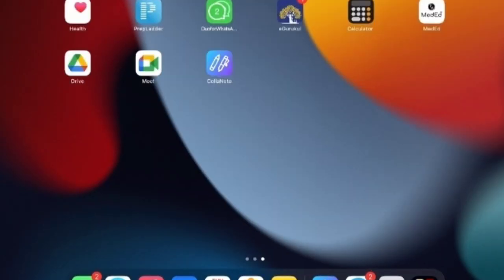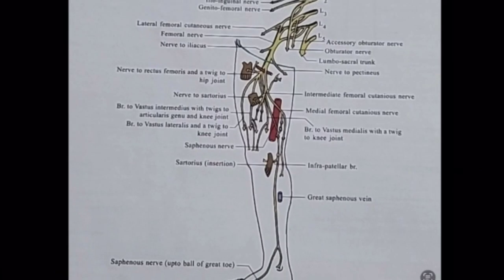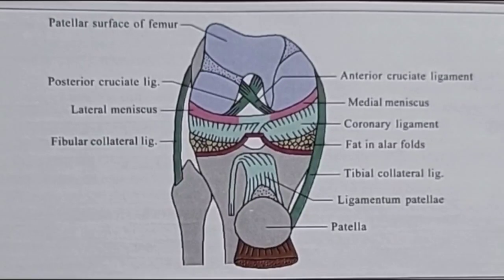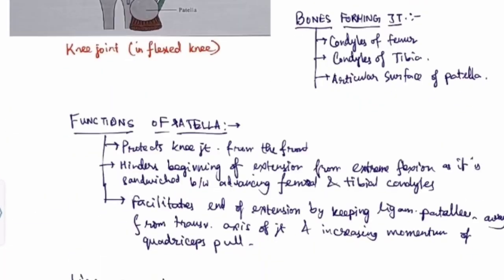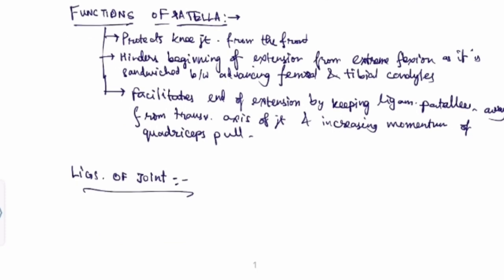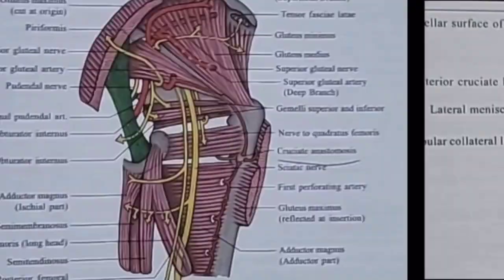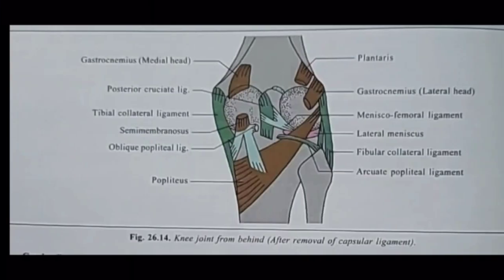Let's see if I can show you a picture. No, I don't have a photo regarding that. Anyways, oblique popliteal and arcuate ligament is present. Let me see if I can get one for you. Usually the oblique popliteal ligament and the arcuate popliteal ligament are present in the posterior aspect. Okay, so we got the photo. Let us have a look at it.